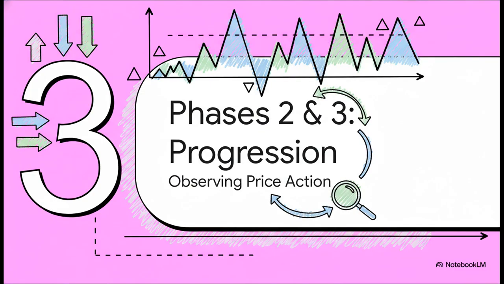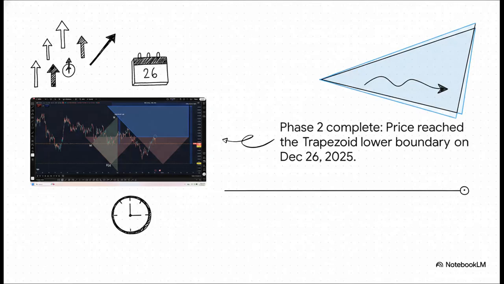Now we get to see what actually happened. This next section is all about the cycle's progression through phases 2 and 3. We're not going to analyze anything here. We're just going to observe and narrate the price action exactly as it unfolded. And here we see the first big move. On December 26, 2025, the price comes down and touches the lower boundary of that trapezoid. This is a key moment because that contact marks the official completion of phase 2.